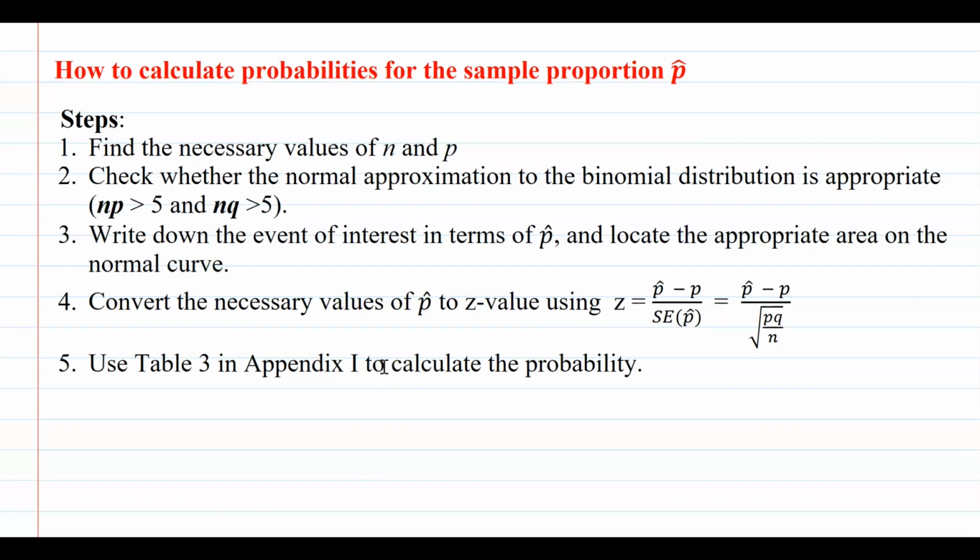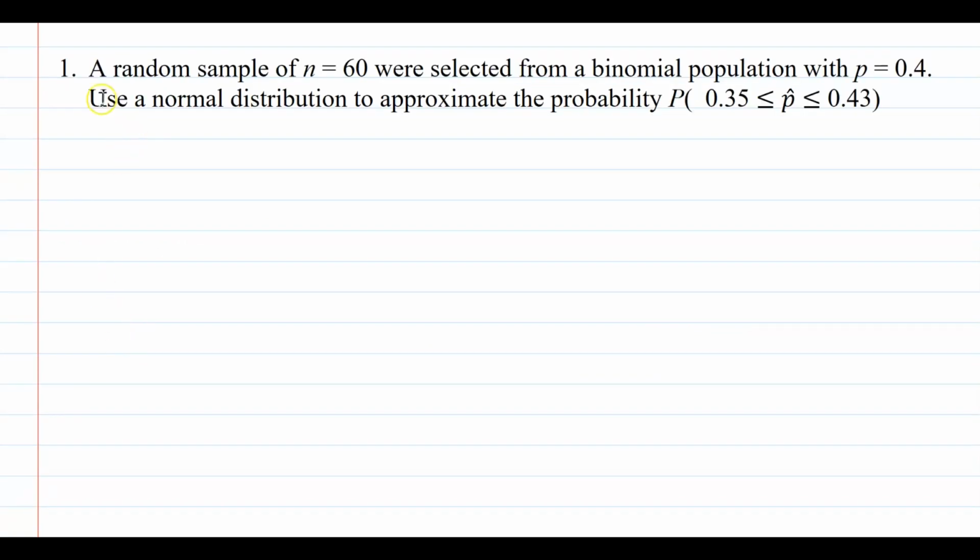Now let's try some examples. Here is our first example. A random sample of n equals 60 was selected from a binomial population with p equals 0.4. Use a normal distribution to approximate the probability that the p hat is between 0.35 and 0.43. In this question, we are told to use normal approximation, but we still have to check whether using normal approximation is appropriate to this scenario.